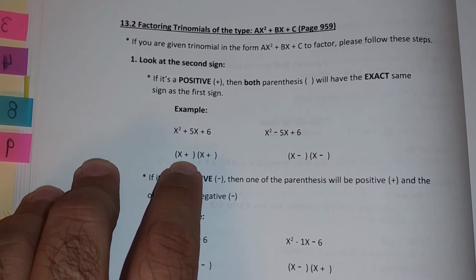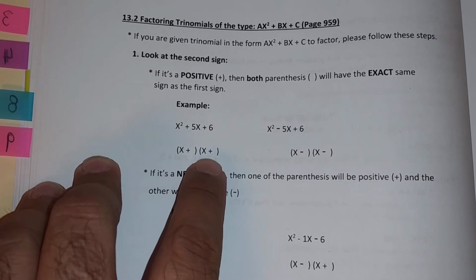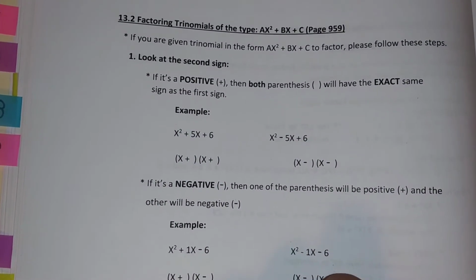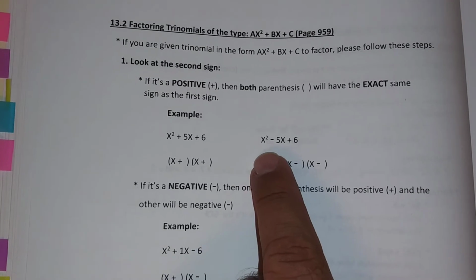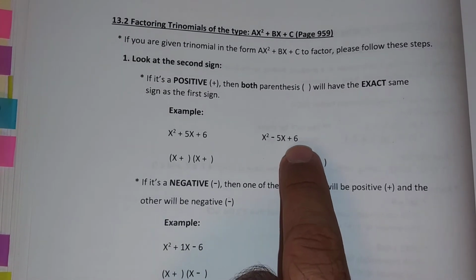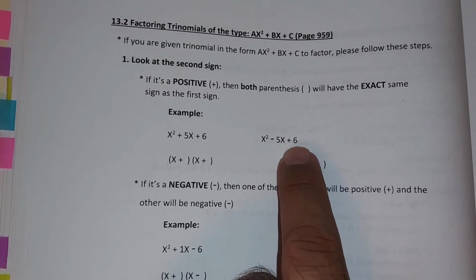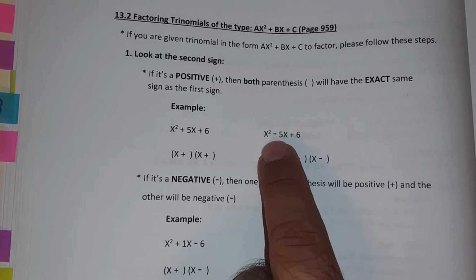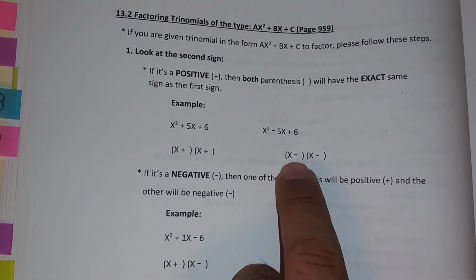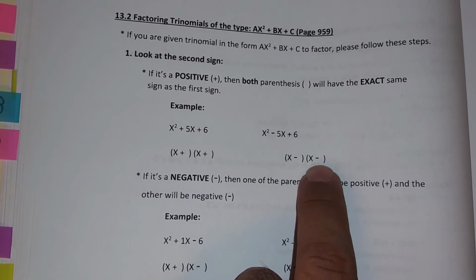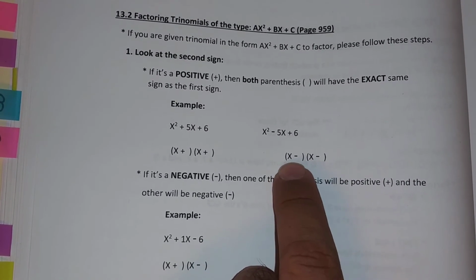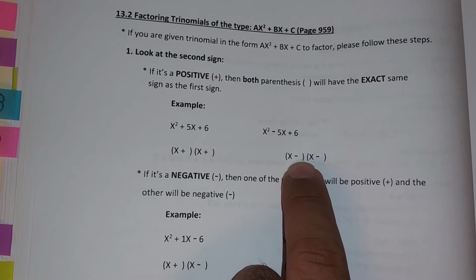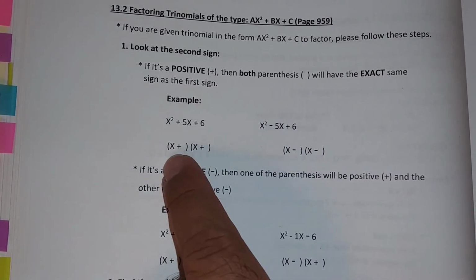So both of them are x plus and x plus here. In the case of the second example here, we have x to the second minus 5x plus 6. So we look at the second sign, it's a positive, so that means that both parentheses are going to have a negative, such as in the case here. X minus and x minus.